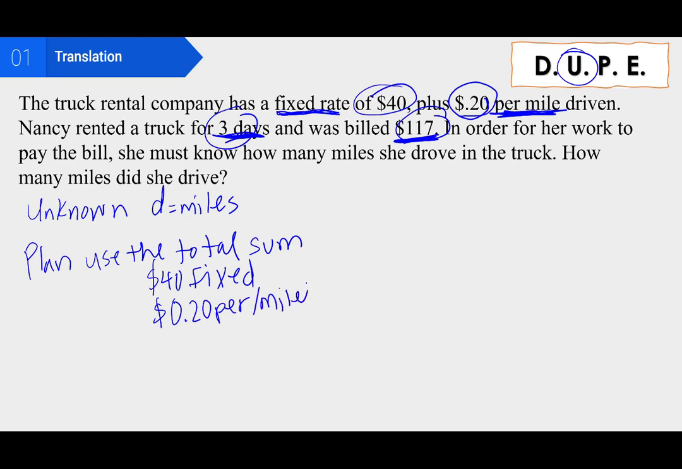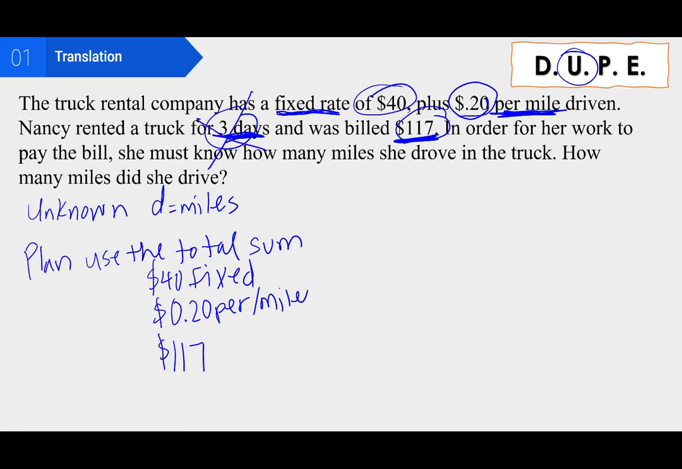Now, is it important that she drove for 3 days? Maybe for Nancy it is, right? The emotional strain of 3 days is a lot. Hopefully she gets paid well for it. We'll see. But the bill was $117, but it doesn't matter how many days it took. We're just looking at the mileage. So this one actually is not important.